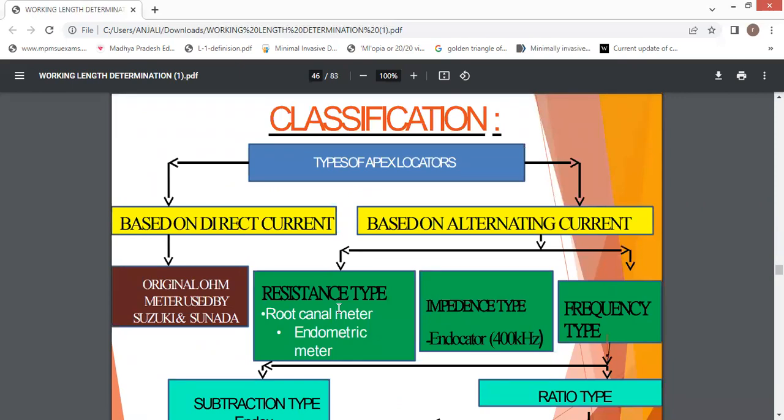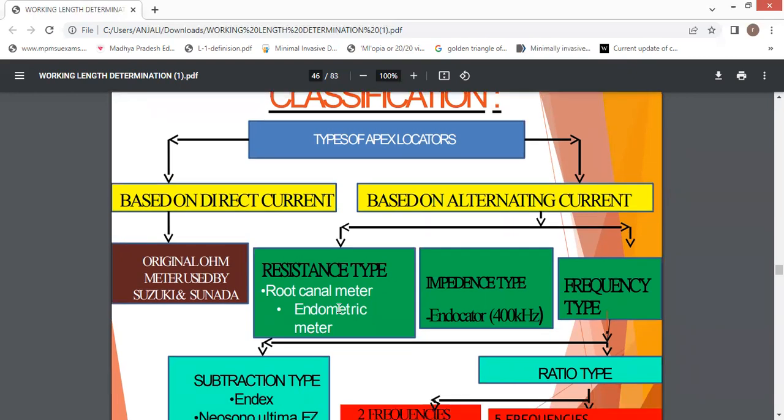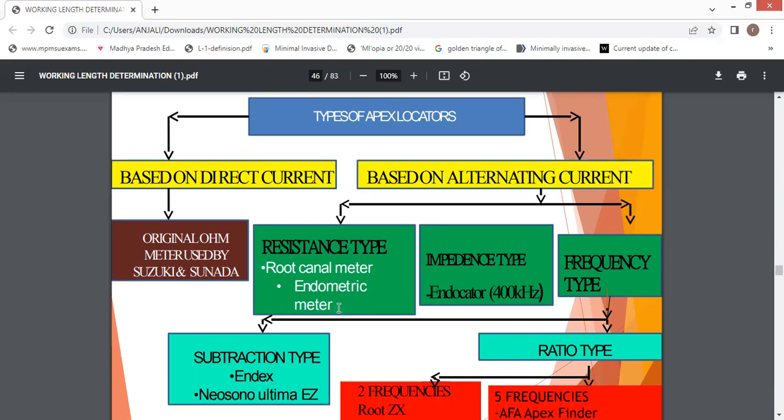There is a classification of apex locators. Types of apex locators based on direct current: the Ohmmeter, used by Suzuki and Sonata. Based on AC current, alternating current, there are two types: resistance type, frequency type, and impedance, three types.